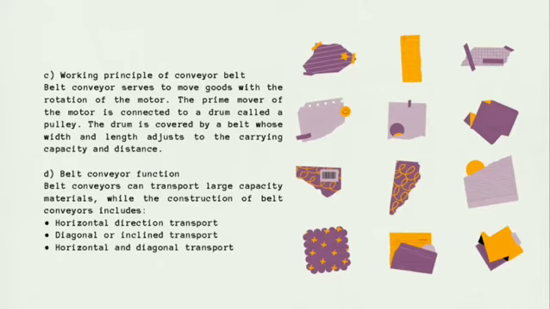Belt conveyor function. Belt conveyors transport large capacity material. The construction of that conveyor includes horizontal direction transport, diagonal or inverse transport, and horizontal and diagonal transport.